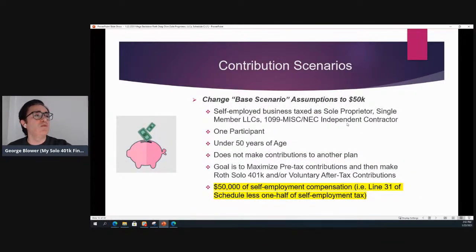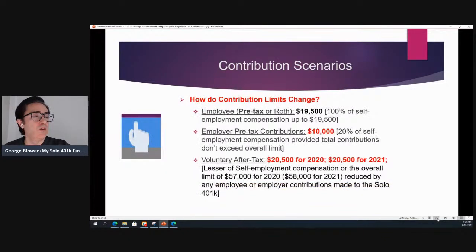Now let's change one of the assumptions and see how it plays out. So let's assume that instead of having $100,000 of self-employment compensation, remember that's where they take their net income on line 31 of Schedule C, less 1/2 of the self-employment tax. So let's drop that down to $50,000 and see what happens.